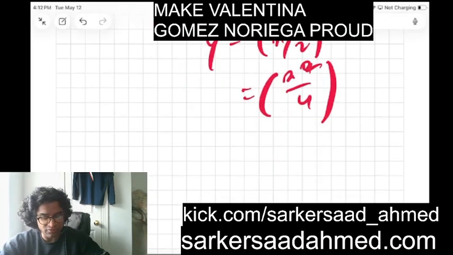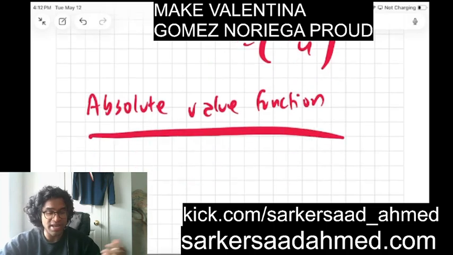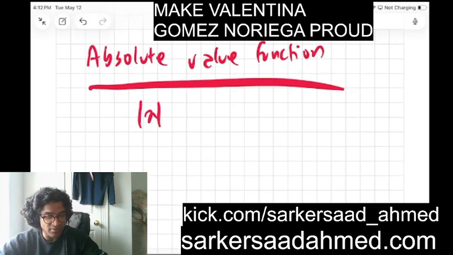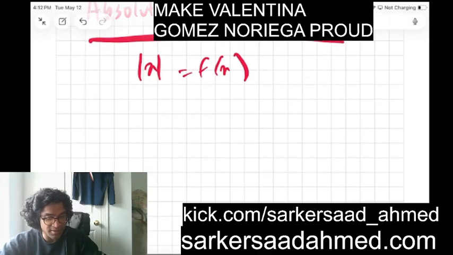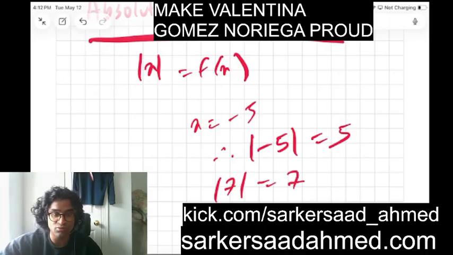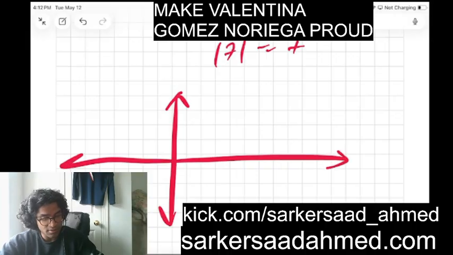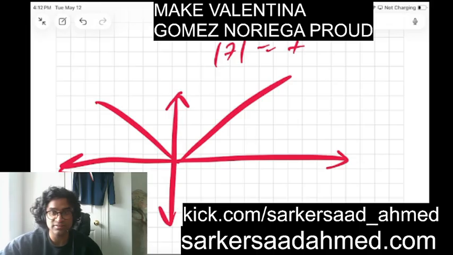And then absolute value function. I'm pretty sure you know what the absolute value function is. So that is f of x equals absolute value of x. If I have, let's say, x being minus 5, the result would be 5. 7 would be 7. So when you draw the graph, your graph will look like this, right?